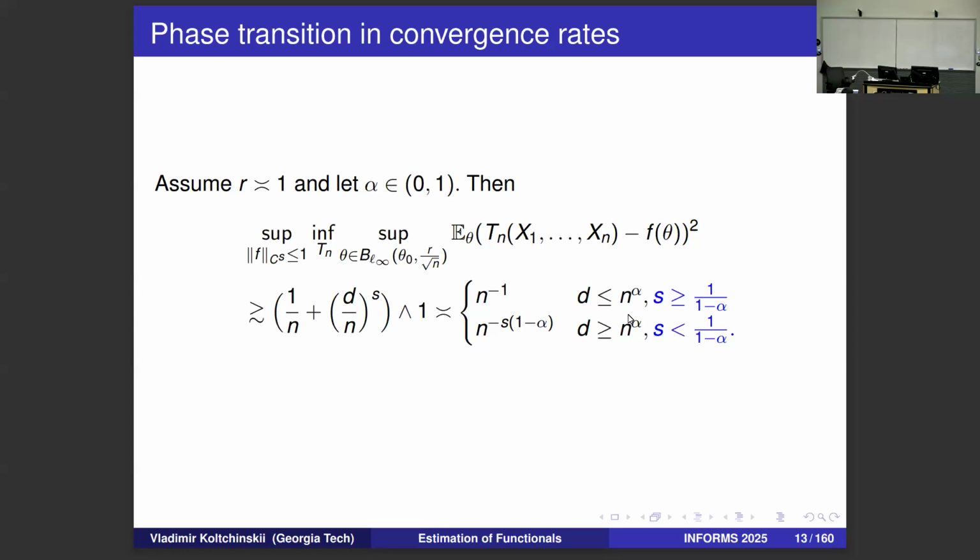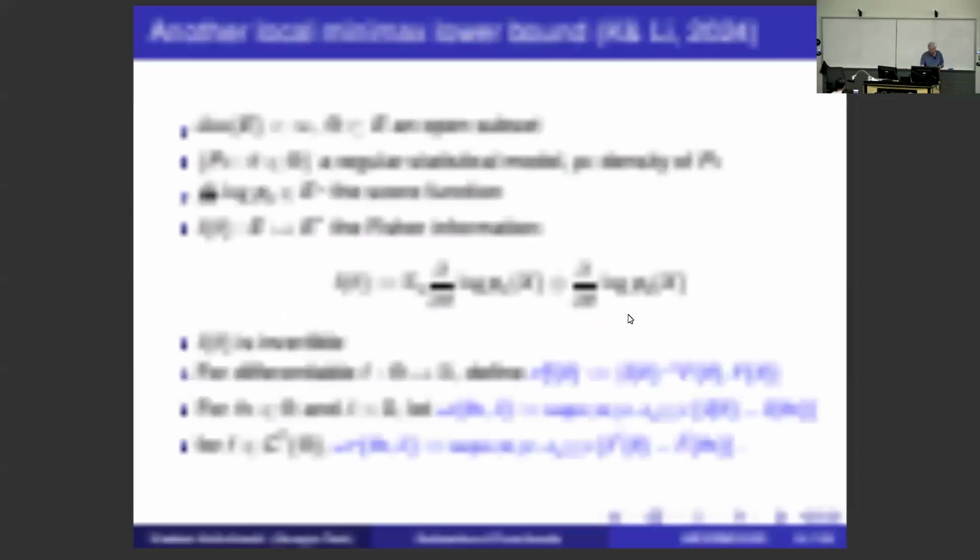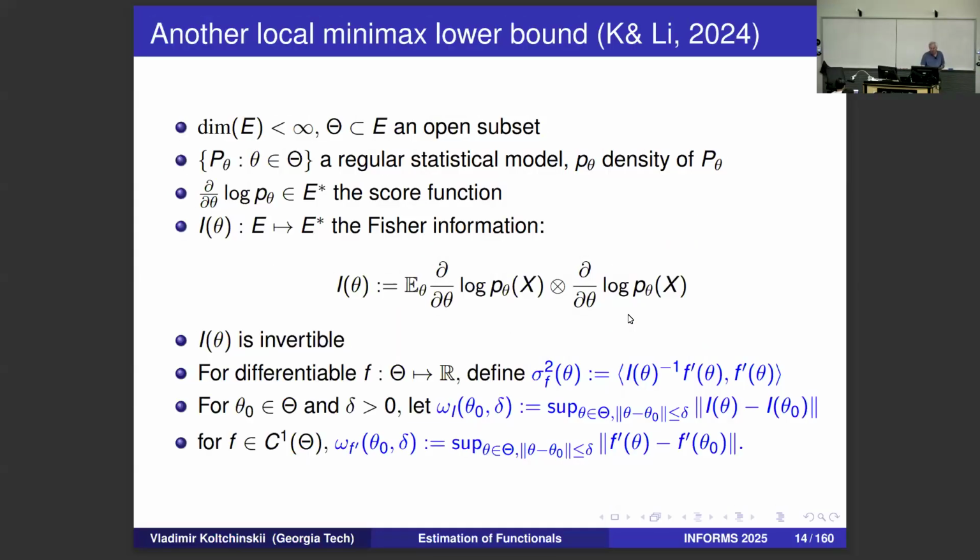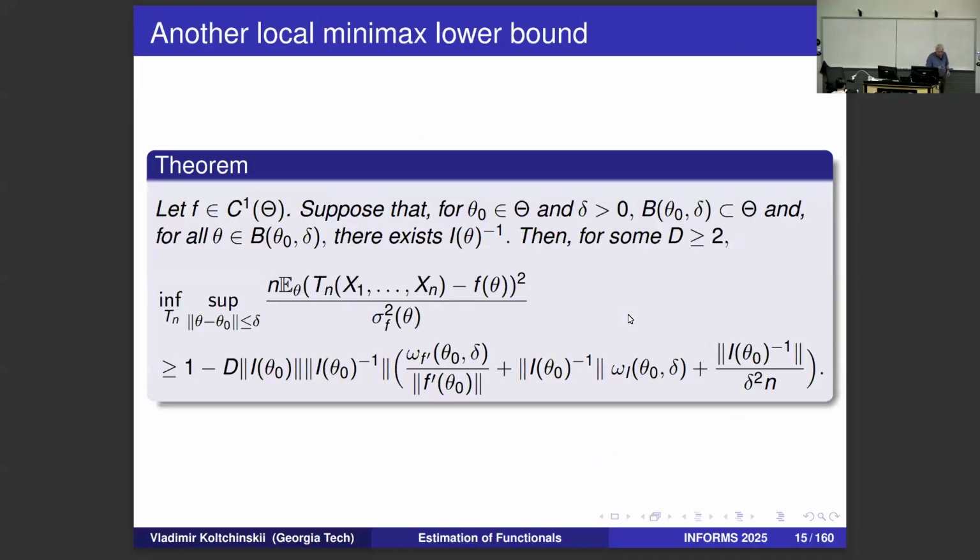Now I will probably mention one more lower bound. This time it's not necessarily in R^d with Euclidean norm. It will be in an arbitrary finite dimensional Banach space or linear normed space. And this bound can be viewed as a kind of non-asymptotic version of the Hajek-Le Cam asymptotic local minimax lower bound.